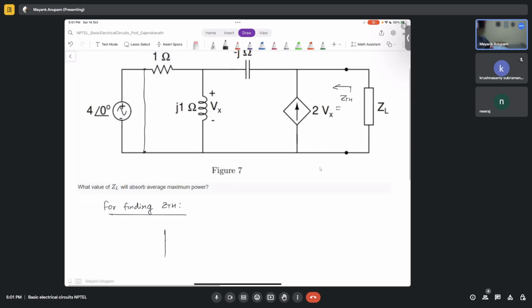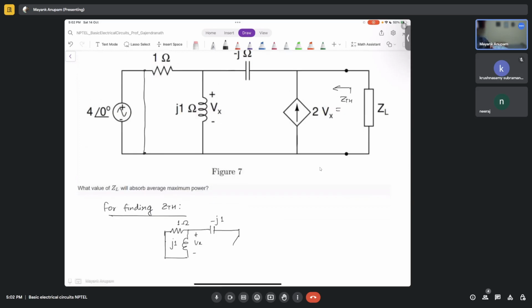It is 1 ohm here. And then there is 1 ohm here. This is J times 1 here plus minus Vx. Minus J1 here, right? Two Vx here. Apply test voltage here.